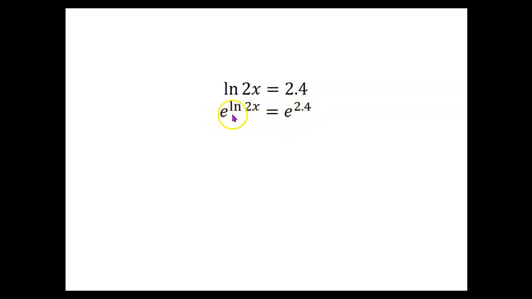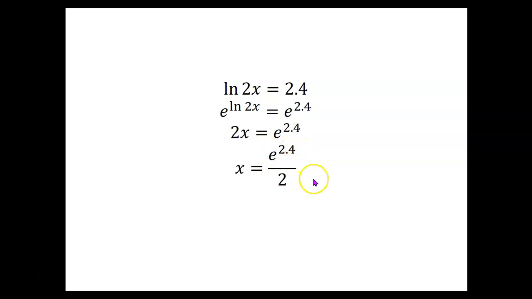So e undoes what ln does. E to the ln of anything is just that thing. So 2x equals e to the 2.4. And now, of course, to go from 2x to just x, we would divide both sides by 2. So x equals e to the 2.4 divided by 2. Now, this is where I said to give answers in both exact form and as a decimal approximation. The exact form is what you see here. x equals e to the 2.4 divided by 2. If you need the answer exactly, that's what it is.